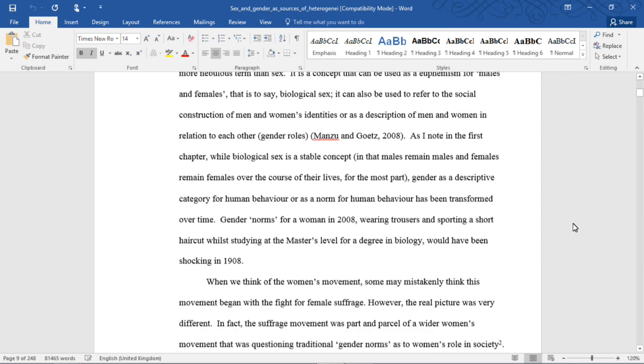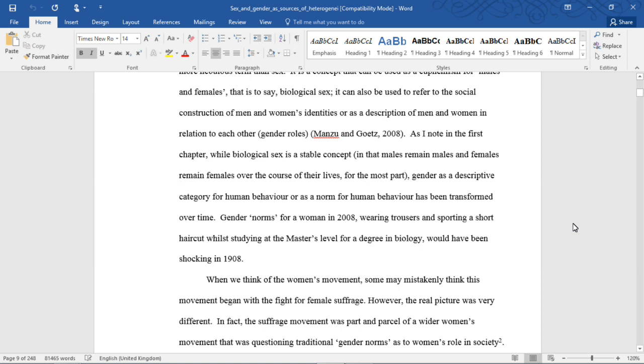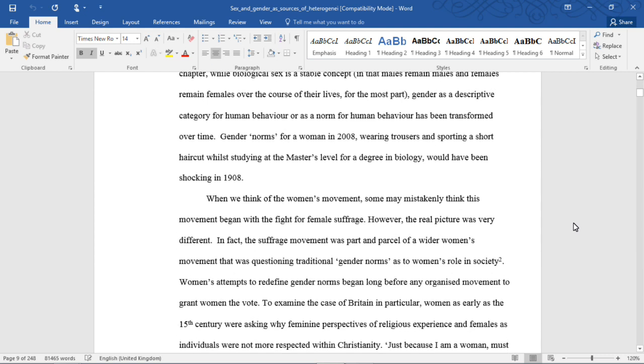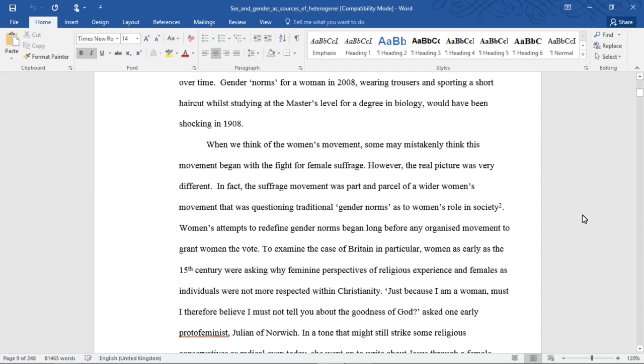As I note in the first chapter, while biological sex is a stable concept, in that males remain males and females remain females over the course of their lives, for the most part, gender as a descriptive category for human behavior or as a norm for human behavior has been transformed over time. Gender norms for a woman in 2008, wearing trousers and sporting a short haircut whilst studying for a master's level degree in biology, would have been shocking in 1908.